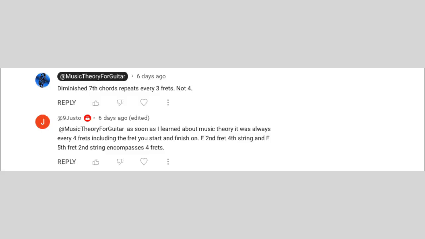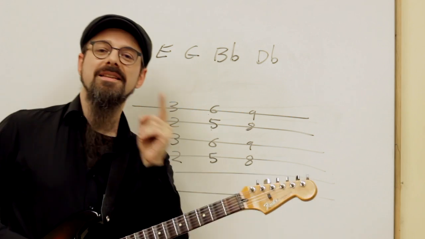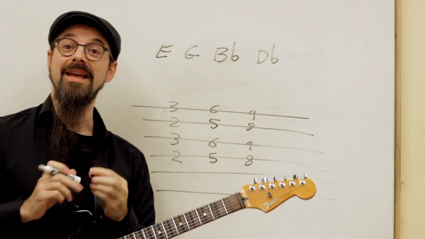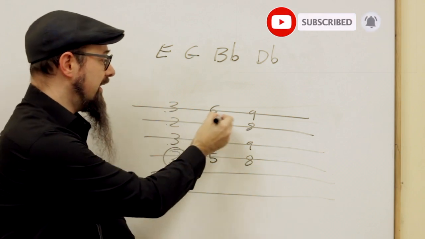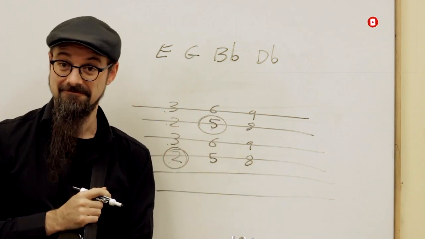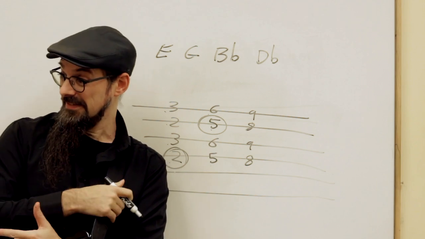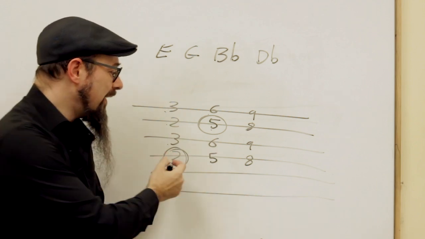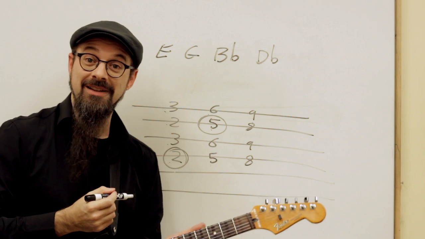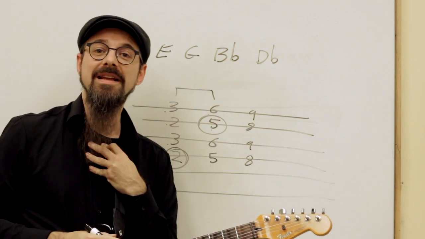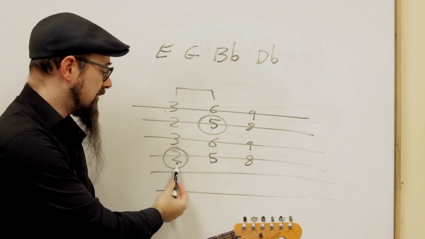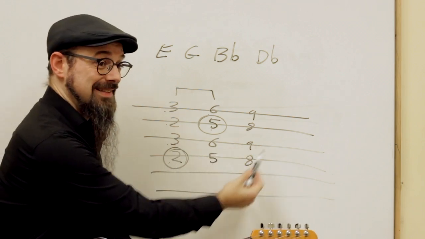As soon as I learned about music theory, it was always every 4 frets, including the fret you start and finish on. E, 2nd fret, 4th string, and E, 5th fret, 2nd string encompasses 4 frets. So we agree that if you play it, like the comment says, on the E on the 2nd fret of the 4th string, or the E on the 5th fret of the 2nd string, we get the correct chord. The only thing we don't agree on is whether this is every 3 frets or 4 frets. I maintain this is every 3 frets because 2 plus 3, 5 plus 3, 8 plus 3, and so on and so forth.